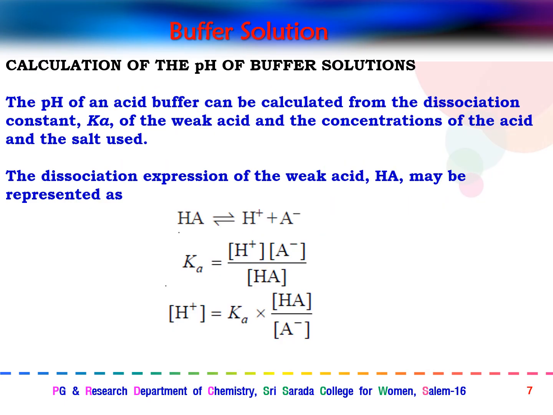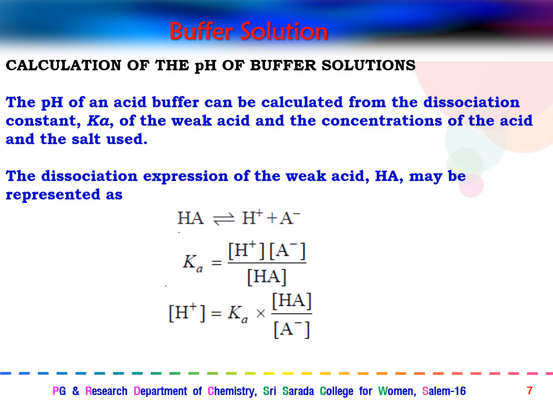Now let us see the calculation of the pH of a buffer solution. Let us consider a general expression, HA. It is a weak acid. The weak acid will be dissociated into H+ plus A-. According to the law of mass action, the equilibrium constant Ka is equal to the concentration of the products divided by the concentration of the reactant. Therefore, Ka is equal to the concentration of H+ into the concentration of A- divided by the concentration of the reactant, that is HA.